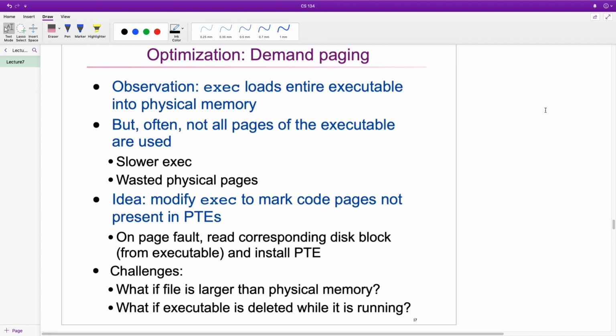So, what if the file is larger than physical memory? Without demand paging, we just won't run, right? exec will fail because there's not enough memory to load it. Here, though, we should work, right? In the Excel case, if I'm only using 1% of all the code pages, then only those 1% will get loaded in.